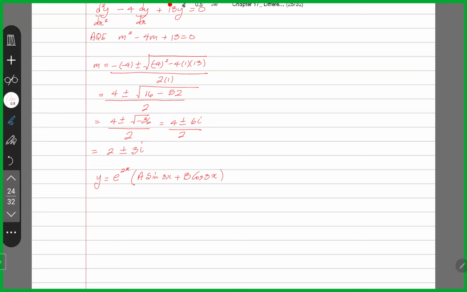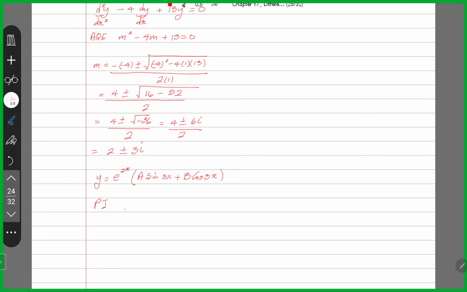where the 2 and the 3, the 2 is the real part. We have e to the 2x, that 2 is the real part of the solution of the auxiliary quadratic equation. And we have 3 sine x cos 3x. The 3 is the imaginary part of the solution of the auxiliary quadratic equation. So next we want to get the particular integral.